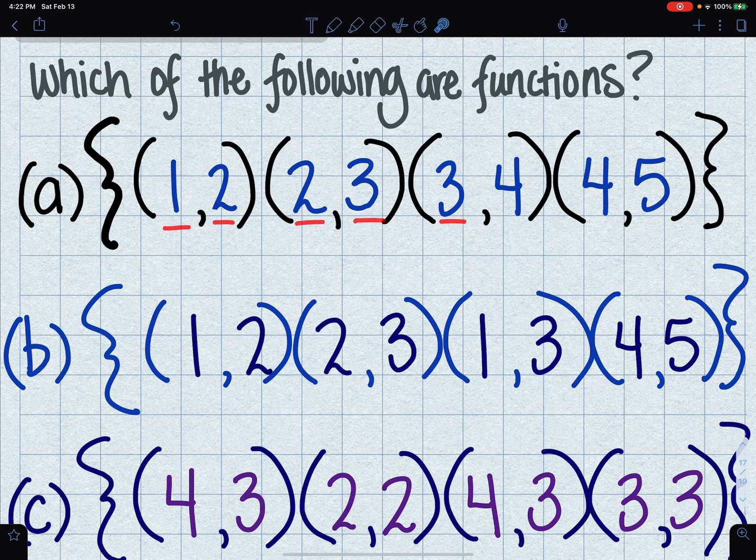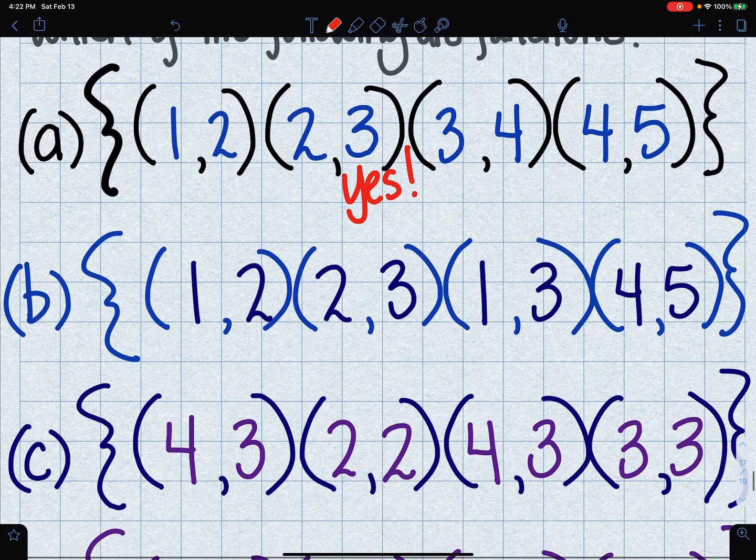If you put in a 3, you get a 4. If you put in a 4, you get a 5. It seems like the function is x plus 1, right? But there is a specific y for every x. So I'm going to say, yes, this is a function. What about the next one?